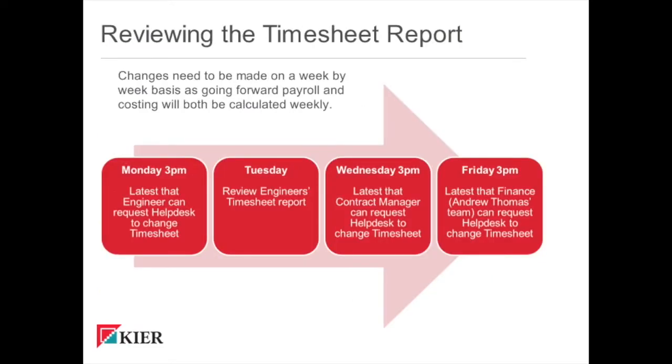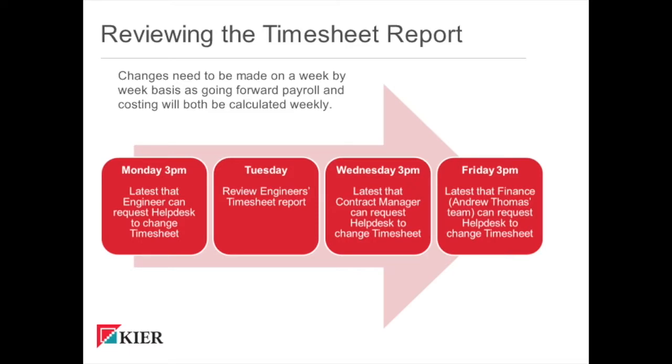Let's look at the process of reviewing the timesheet report. The engineers will review the report on Monday and email Helpdesk admin by 3 p.m. with any changes they want to make. Helpdesk can't make any timesheet corrections for engineers after Monday.